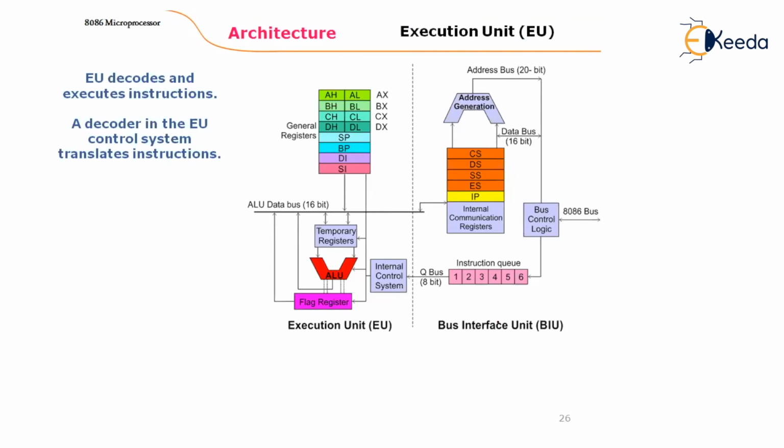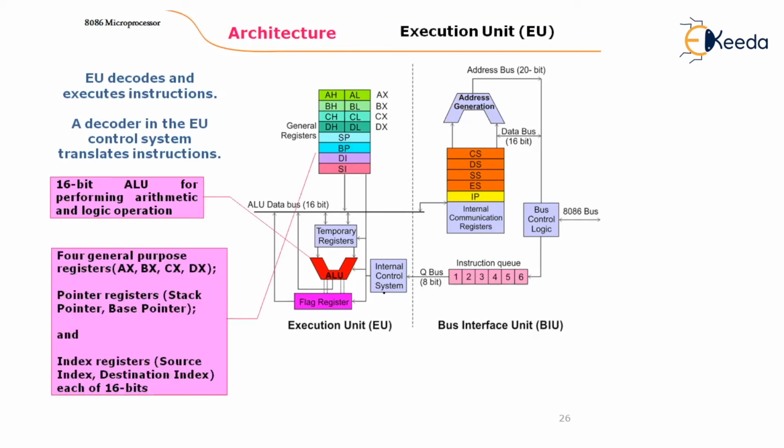The execution unit, as I already told you, decodes and executes the instruction. This decoding will be done by the control unit. The control unit is attached to a decoder which decodes the opcode of the instruction. There is a 16-bit ALU for performing arithmetic and logic operations. And the system also supports 4 general purpose registers: AX, BX, CX, and DX. We'll understand these registers in the next slide.